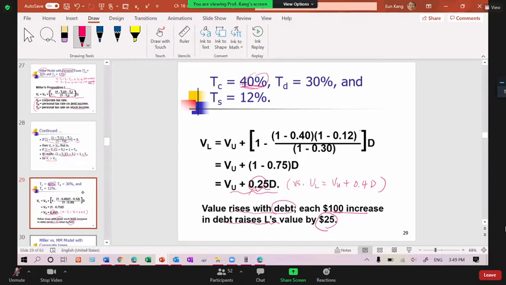The important thing is intuition. So according to this formula, VL is VU plus 0.25D. Let me ask you, what is the optimal debt level? What does this formula say about the optimal capital structure, compared with this? How much debt do you want to have? Be bold, participate.